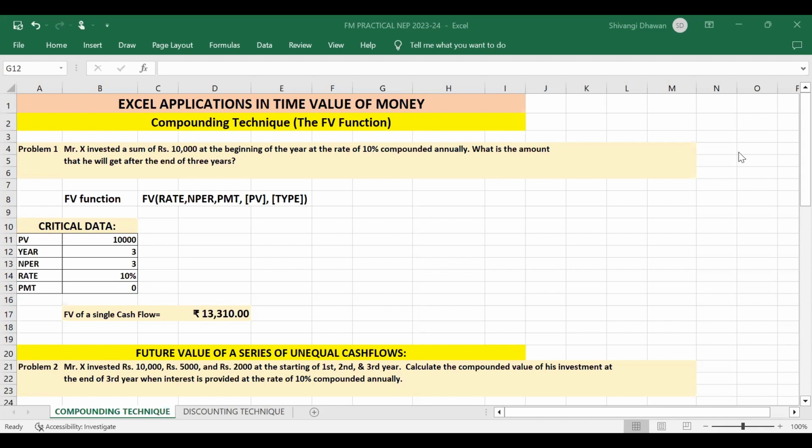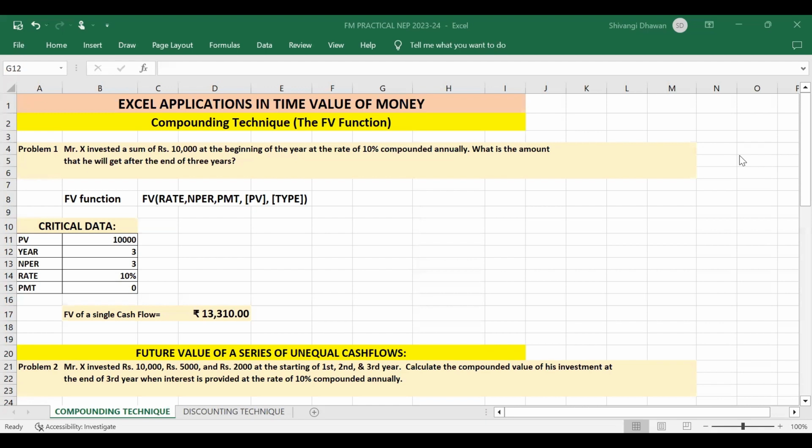What is time value of money? It is a very important concept. According to this, value of money received at different points of time is different. The value of a certain sum of money received today is more than the same amount of money to be received at a future date.